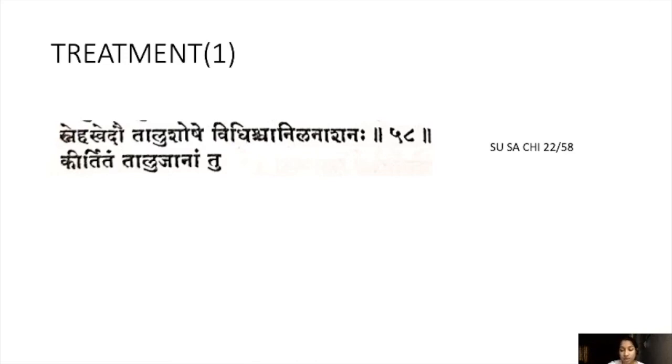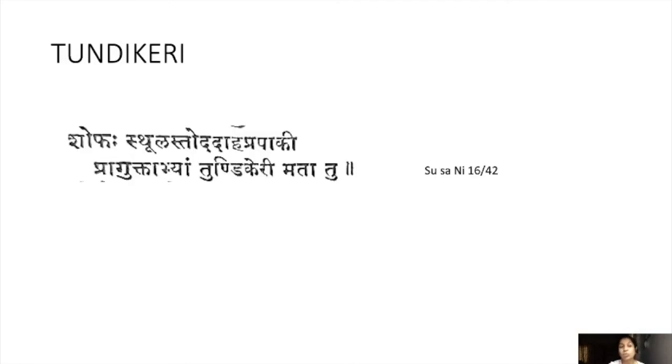according to Susruta Samhita. Next, everything till here is according to Ashtanga Hridaya, and the two extra diseases mentioned in Susruta Samhita are Tundikeri and Adrusha. So Tundikeri: Shofaha Stula Stoda Daha Prapaki, Prag Uktapyam Tundikeri Madatu. So there will be Shofa, Stula Shofa, a big swelling, there will be Toda, Daha and Paka. Prag Uktapyam means before Tundikeri in Susruta Samhita, the Acharya has mentioned Galashundika.